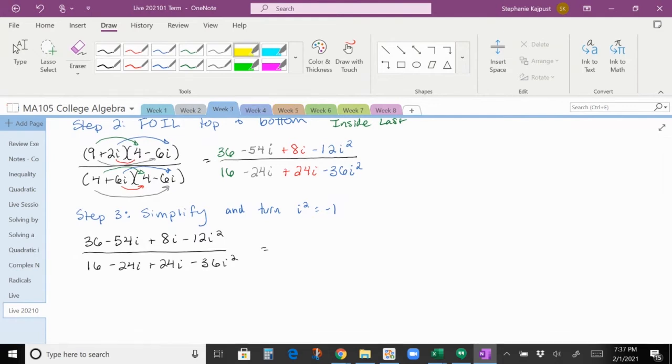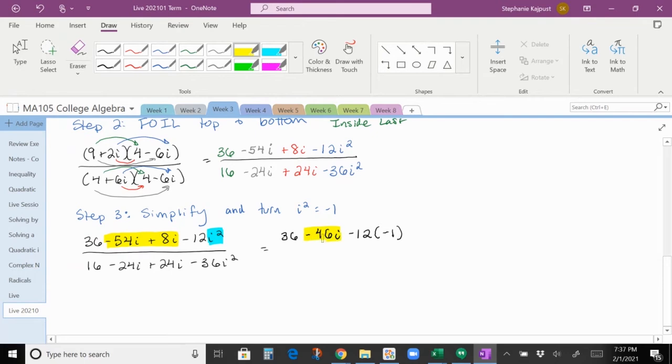So when we add like terms on the top, I'm adding my i things together. So a negative 54i plus 8i. Let me do that on my calculator. So I still have my 36. That gives me negative 46i. Then I have this minus 12, and I want to convert the i squared to negative 1. So that's negative 12 times i squared. So now that's going to be negative 12 times negative 1.